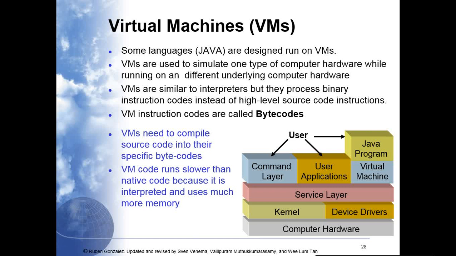So virtual machines are similar to interpreters, but they process binary instruction codes instead of high-level source code instructions. And the virtual machine instruction codes in this Java programming example, they're called bytecodes. You semi-compile the program into a lower level state. So virtual machine code runs slower than the native code because it's interpreted, and it will use more memory because you have to run an extra program to make it work.